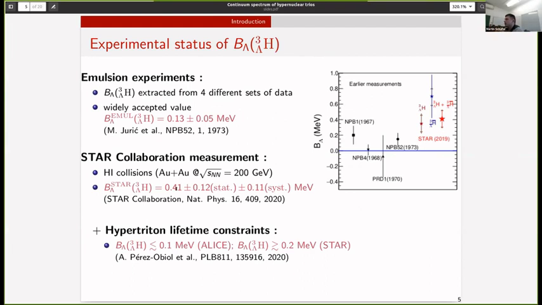Regarding the experimental status of the lambda separation energy, there are experimental data from emulsion experiments, where there is a widely accepted value of 0.13 MeV, which has been extracted from 4 different sets of data. And of course, there is a value from the STAR collaboration, which suggests a slightly increased lambda separation energy of 0.41 MeV. Then there are also hypertriton lifetime constraints. I won't be speaking about this here because it is going to be discussed widely in the talks after me.